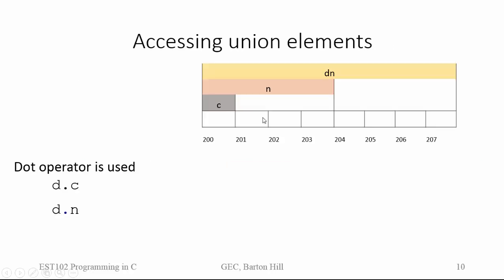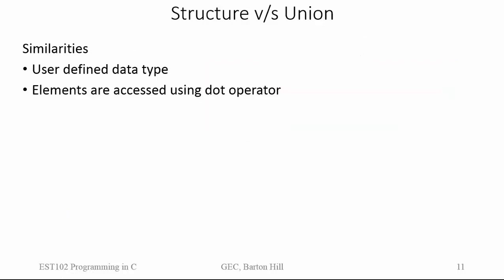Now accessing union elements is similar to structure. The dot operator is used. To access C, I will be using d dot C. For accessing N, I will be using d dot N. For accessing Dn, I will be using d dot Dn, where d is the union variable. Now we will see the differences and similarities between structure and union. The similarities are that they are both user-defined data types, and for accessing members of the union or structure, we will be using the dot operator.